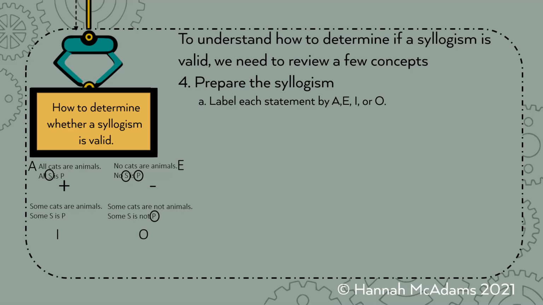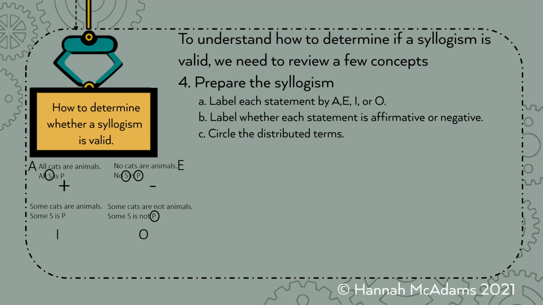The first thing we're going to do is label each statement by A, E, I, or O. Okay? Oh, is this what you made me do yesterday? Yes. Then we're going to label whether each statement is affirmative or negative. And then we're going to circle the distributed terms. And then we're going to determine if the syllogism is valid according to the rules of validity.